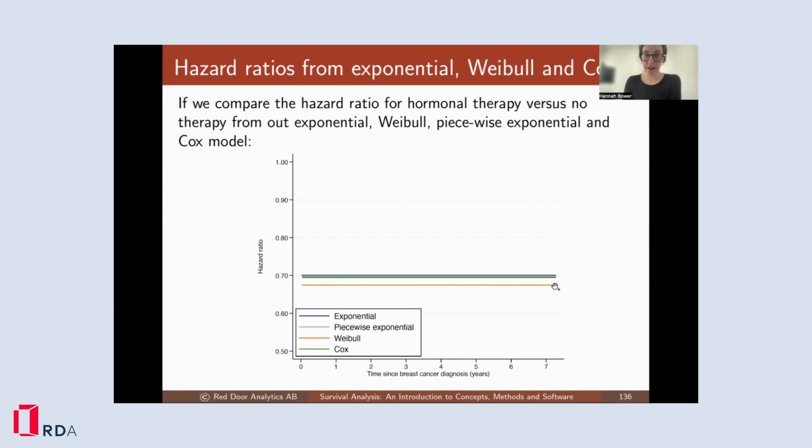The Weibull model is the one that's a little less similar, but otherwise I would still say they're all quite similar. So I guess in terms of choosing a model for this specific example, it's quite reassuring that we get robust results from the different models, which make different assumptions about the baseline hazard function.